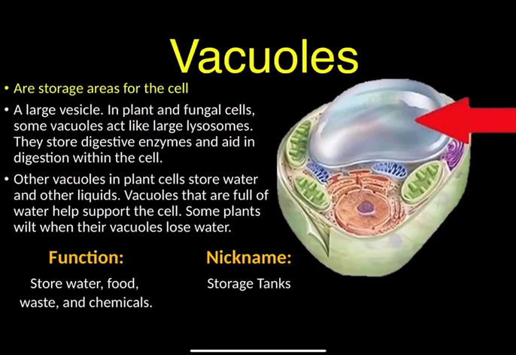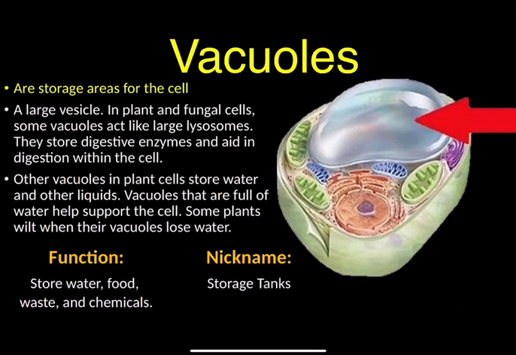Vacuoles. Vacuoles are large storage areas for the cell, or at least they are in plant cells. In animal cells, if they're there, they tend to be quite small. A large vesicle in a plant and fungal cells. Some vacuoles act like large lysosomes. They store digestive enzymes and aid in digestion within the cell.